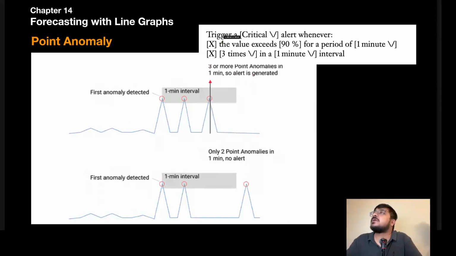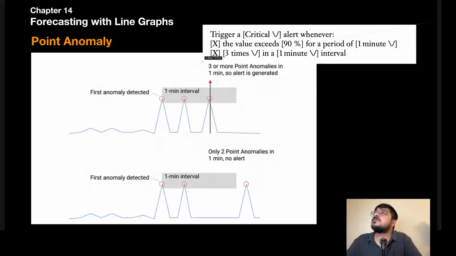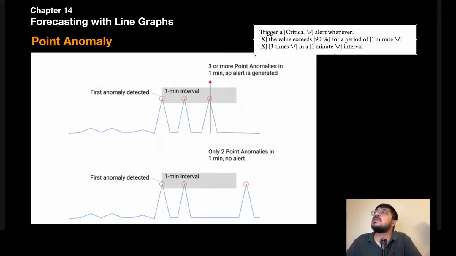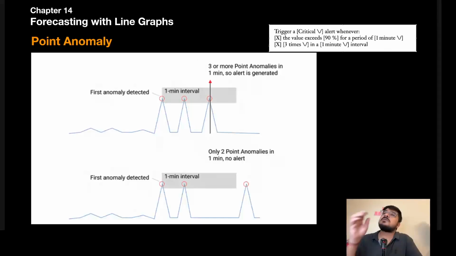This is a pretty good example for us to understand that point anomaly on a line graph alone is not enough. You can have many conditions over here to work this out.